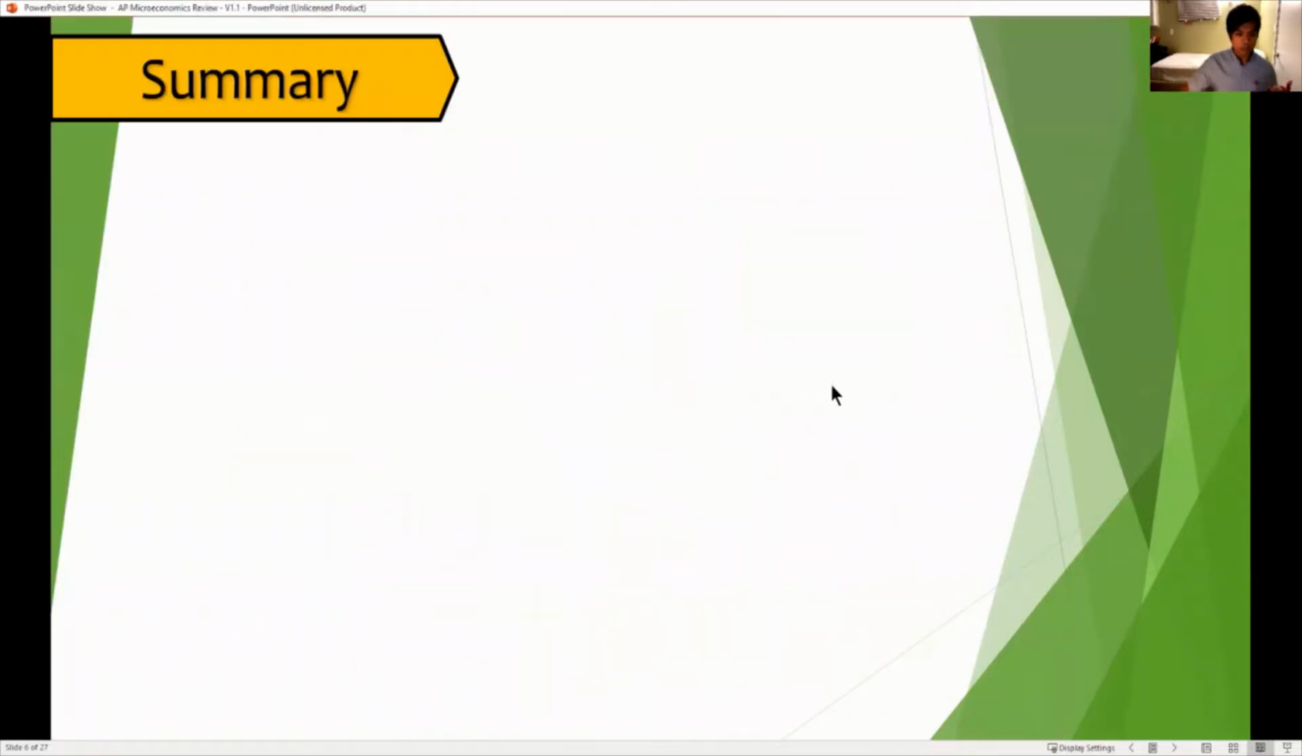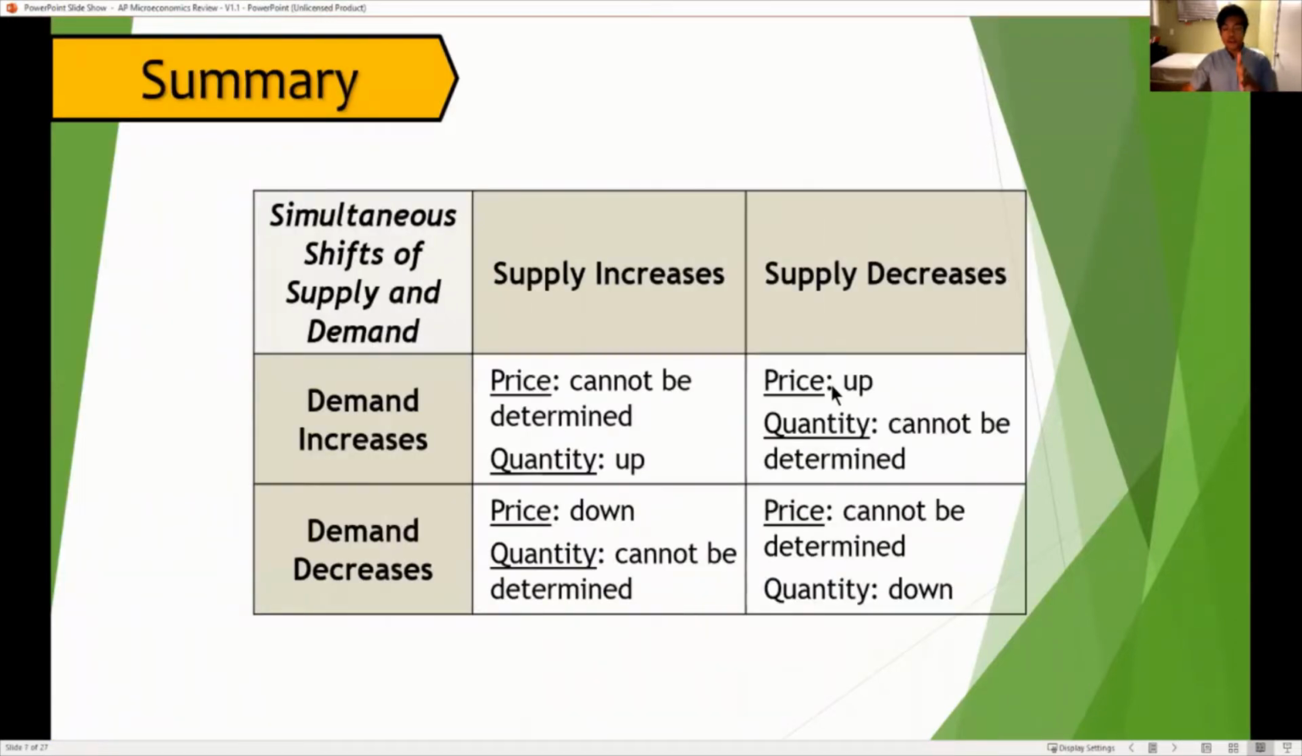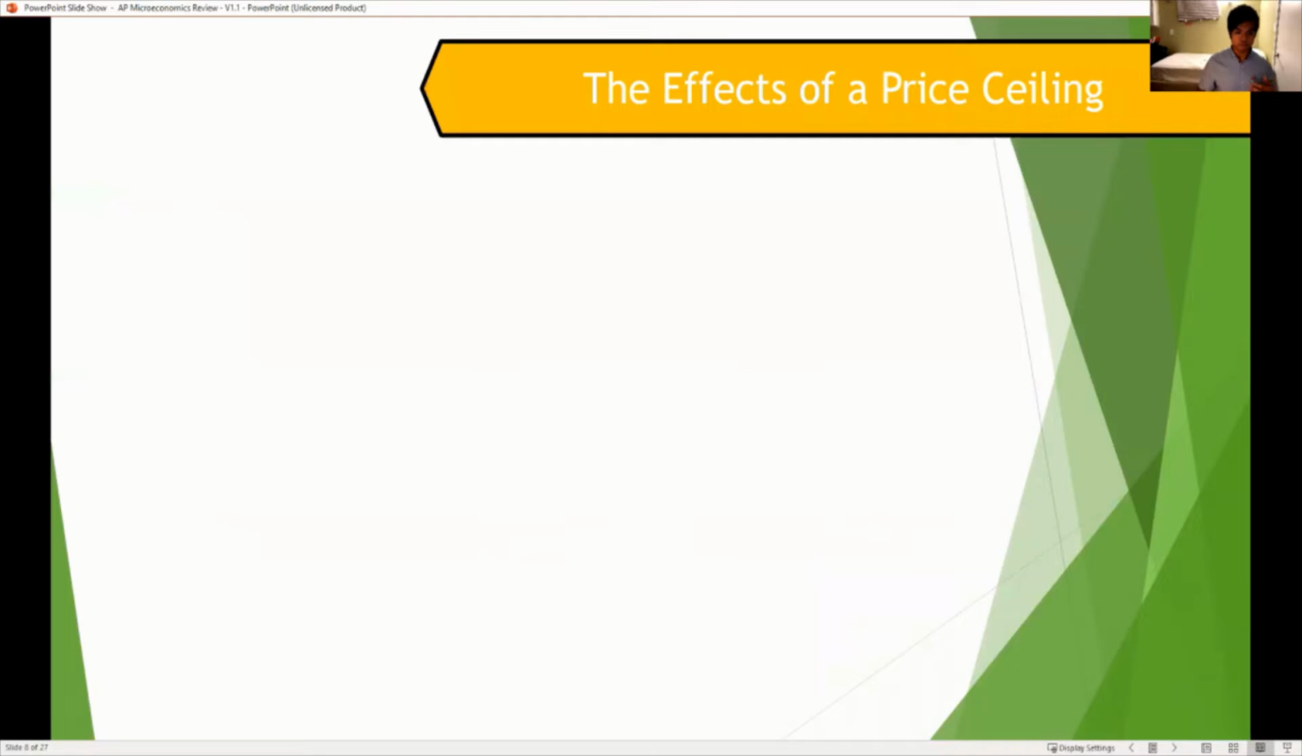Also, know the difference or understand the simultaneous shifts of the supply and demand curve. For example, if demand and supply both increase, you're most likely going to think, oh, well, price and quantity increases. No, we know quantity increases, but price, we're not too sure. It really depends on the magnitude of the shift. So please review the 4 cases we have here. I will post the link to the PDF or this PowerPoint.